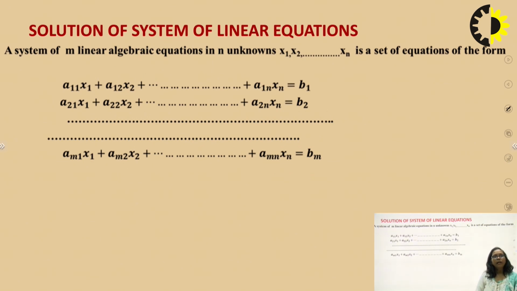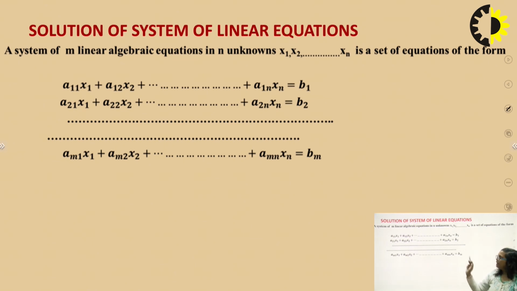So if we talk about the linear system of equations, I have taken here n number of equations in n unknowns x1, x2, xn. They are of the form a11 x1 plus a12 x2 plus a1n xn is equal to b1, a21 x1 plus a22 x2 plus a2n xn equal to b2, and so on, am1 x1 plus am2 x2 plus amn xn equal to bm.